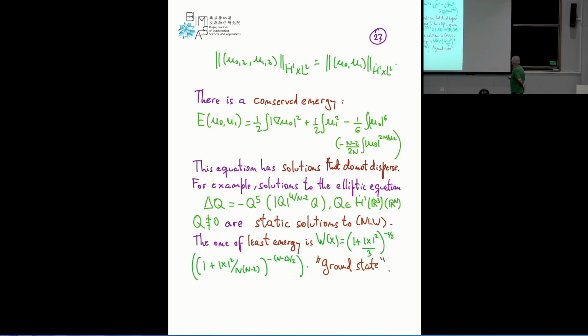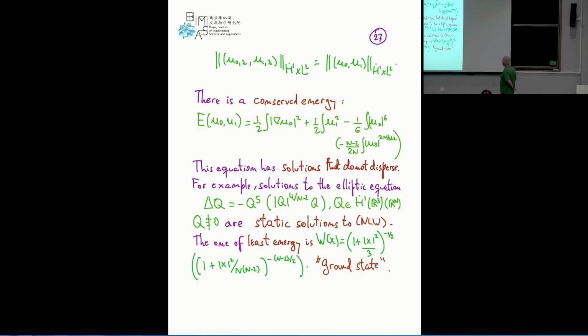This equation has a conserved energy. In the 3D case, it is this one. And in the general case, it's this. And now it turns out that this equation, which is a nonlinear dispersive equation, has solutions that do not disperse. Okay? So for example, solutions to this elliptic equation, Laplacian of q plus q to the 5 equal to 0, and in general these others, are static solutions to the nonlinear wave equation, so they cannot disperse because they don't move in time. Now this is a very interesting equation for geometers because it's the equation that governs the Yamabe problem in differential geometry. Okay? And this is the energy critical nonlinear wave equation.